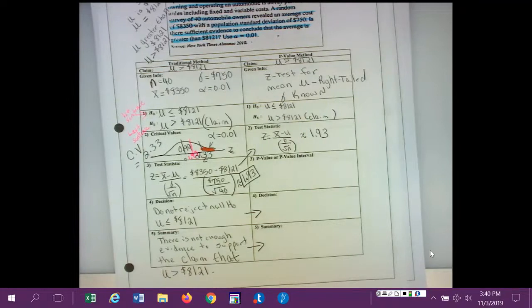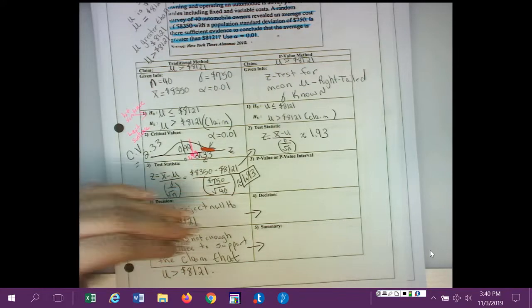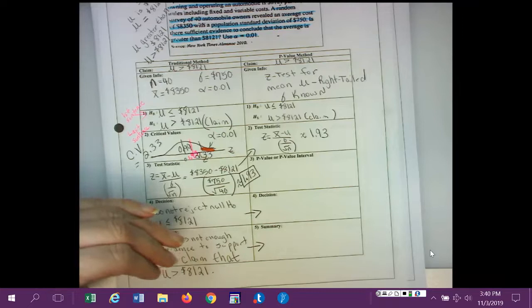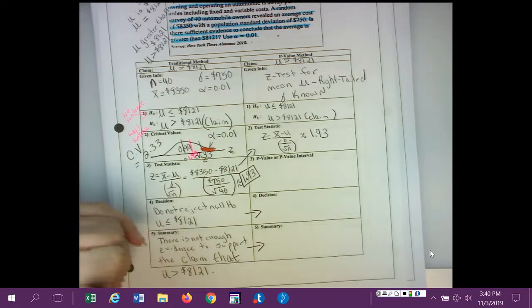What we do over here with the p-value method is we find a number that is called a p-value. A p-value is a probability. It's always positive. It's given to 4 decimal places. And it is determined by your test statistic. So I'm going to go through the procedure for finding the p-value. And then I'm going to show you something that I'm going to be sending you as a document to give you an explanation of a p-value.